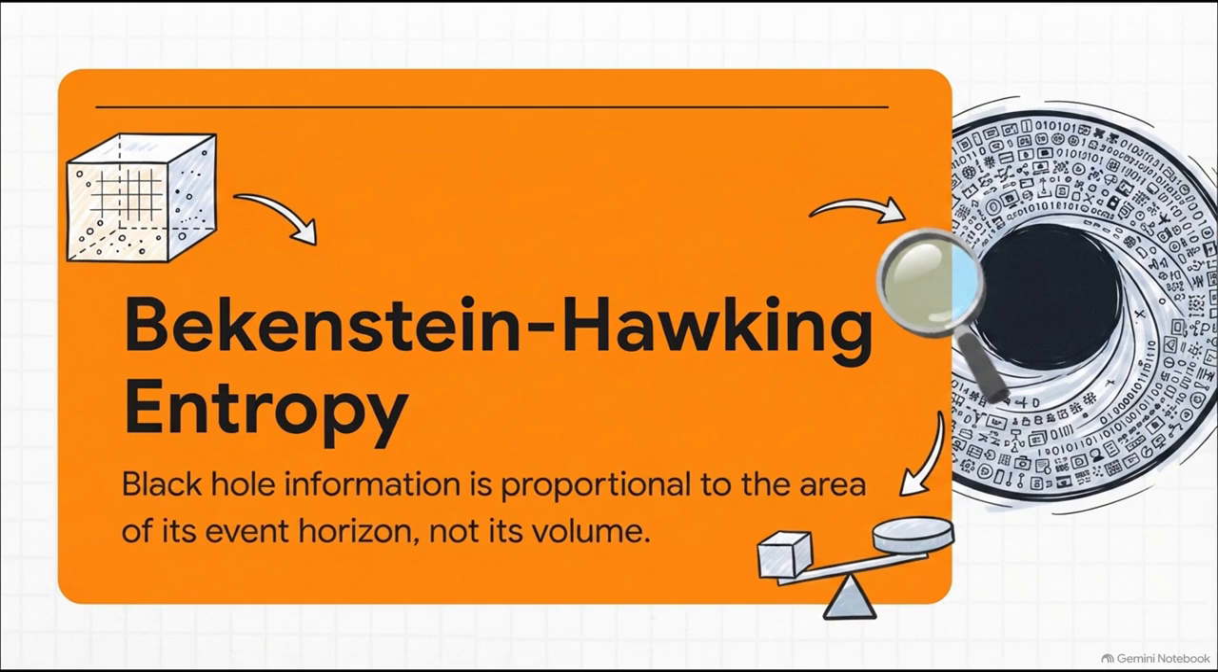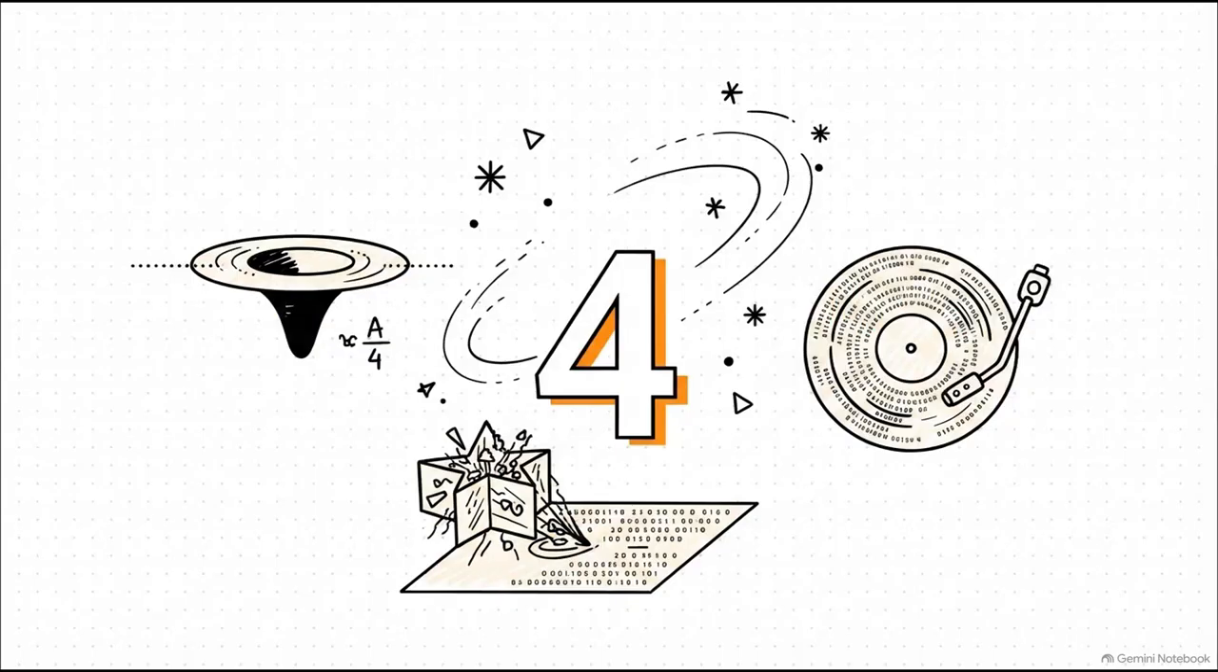A black hole's information scales with the area of its event horizon, not its internal volume. So a black hole basically represents the absolute maximum amount of information that can be packed into a given region of space. And honestly, it all boils down to the number 4. In the Bekenstein-Hawking formula, the entropy of a black hole equals exactly 1/4 of its horizon area in Planck units.